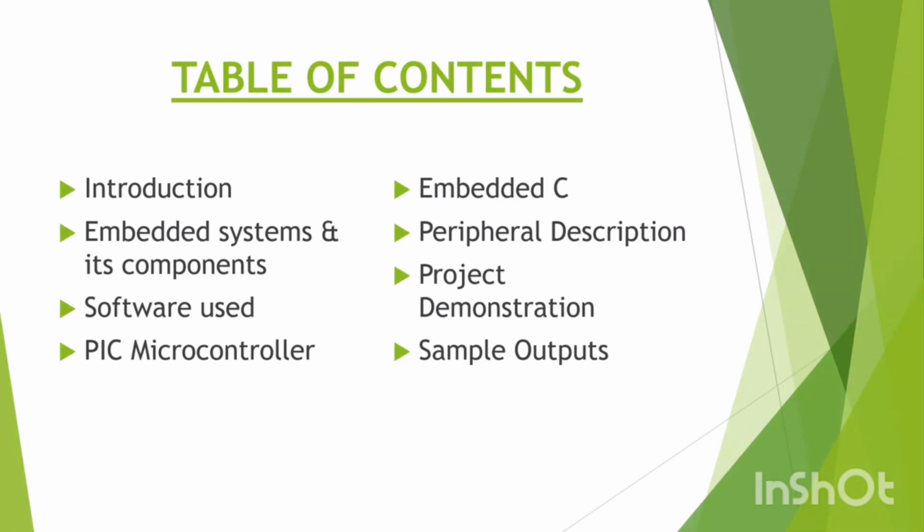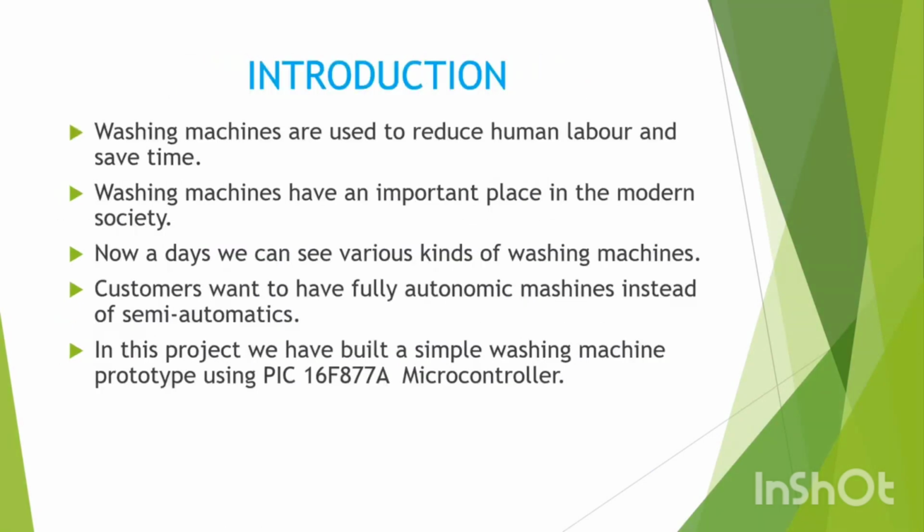Let's see the introduction to the washing machine. Washing machines are used to reduce human labor and save time. Washing machines have an important place in modern society. Nowadays, we can see various kinds of washing machines. Customers want fully automatic machines instead of semi-automatics.